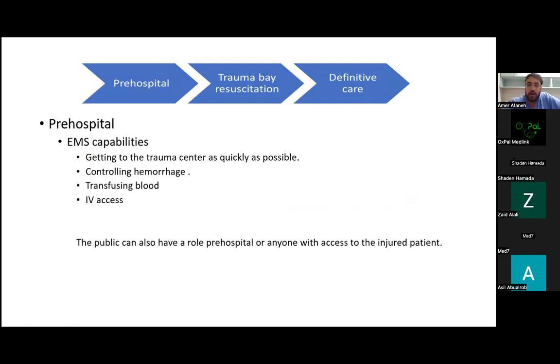Again, when we talk about pre-hospital things we can control, that's dependent on EMS capabilities. So: getting to the trauma center as quickly as possible, controlling hemorrhage. Some EMS can give blood if they have blood available. That's helpful. Getting IV access before the patient gets to the hospital. In Palestine, especially in Gaza, this is basically destroyed, so the EMS capabilities are near zero. So the public also has a role in pre-hospital care, or anyone with access to that injured patient can play a role in hemorrhage control. And that's what some part of my lecture will be talking about.